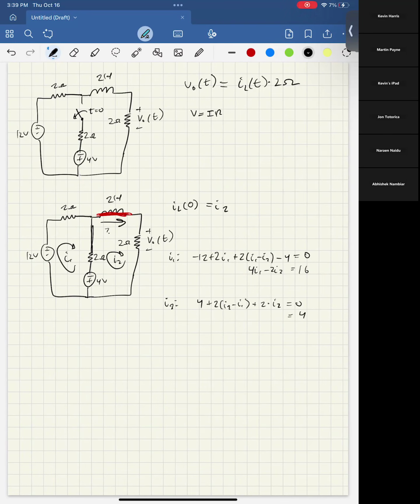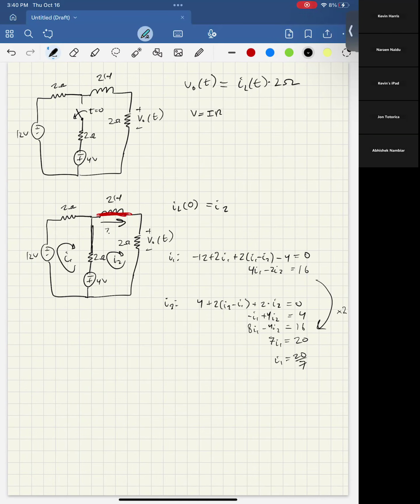And then here we'll get, no, I'll write it the other way: negative I1 plus 4 I2 equals 4. If we want to solve this, I don't know, multiply this equation by 2 and then add them together. So we're going to have 8 I1 minus 4 I2 equals 16. We get 7 I1 equals 20. So I1 is 20 over 7. That doesn't feel right, but I'll check to see if it is.